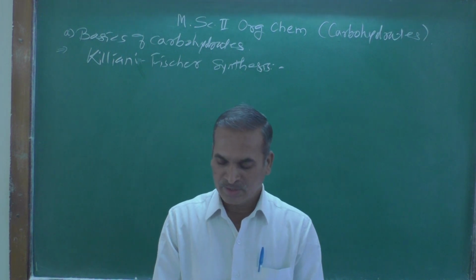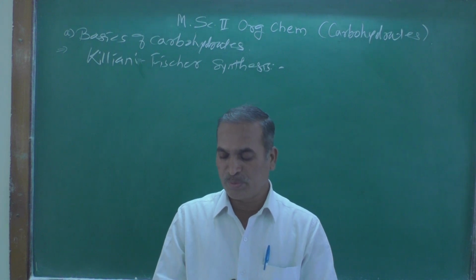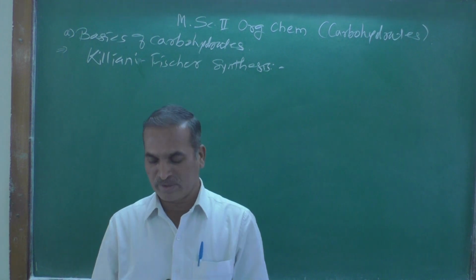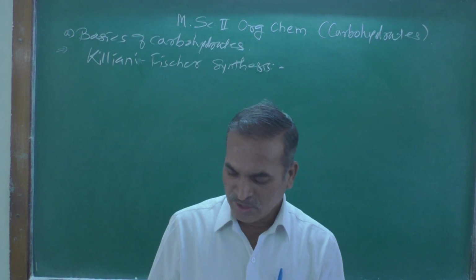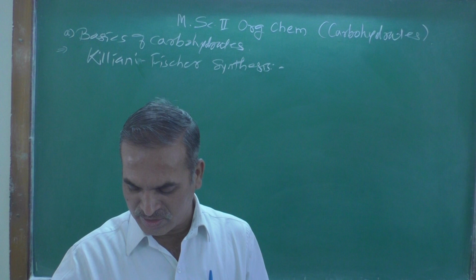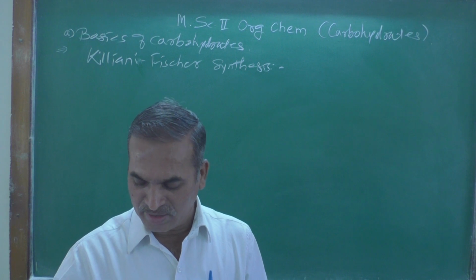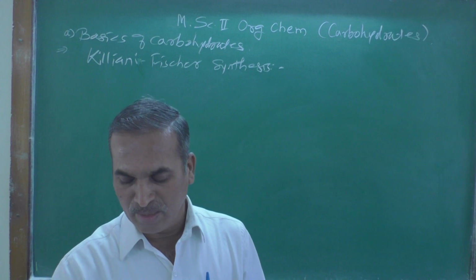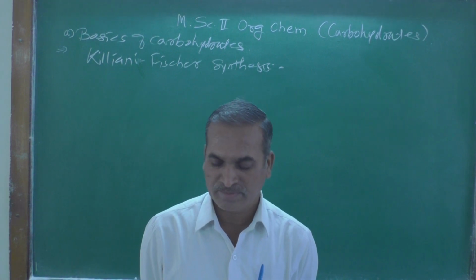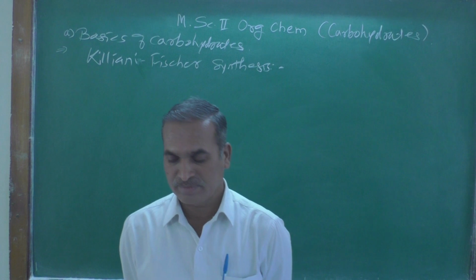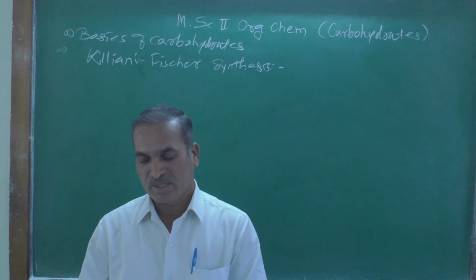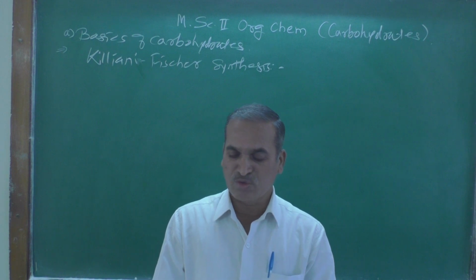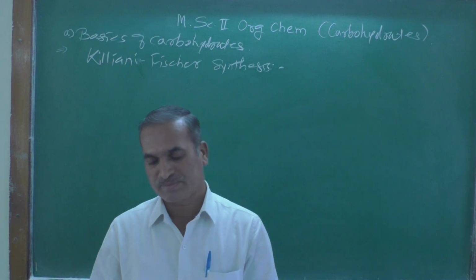Number five, there are two pairs of enantiomers among the four tetroses. D-erythrose is the mirror image isomer of L-erythrose. Similarly, D-threose is the mirror image isomer of L-threose.